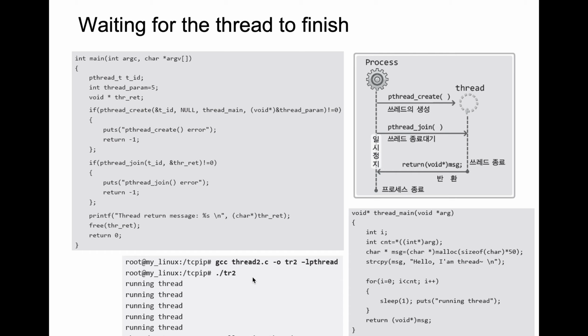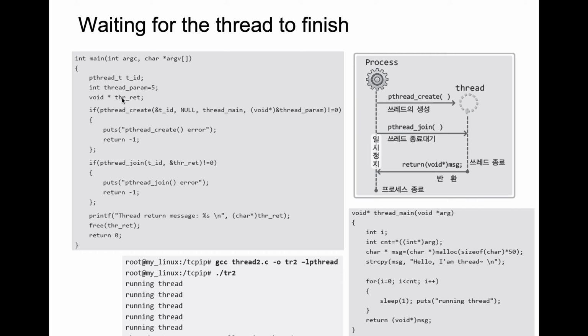When you compile and run that file, what you'll see is the running thread message being printed out 5 times, and the last line is thread returns a message of hello, I am thread. That means the process has been waiting for the thread to terminate, and that thread has returned the message, hello, I am thread, and then the process has printed out that message.